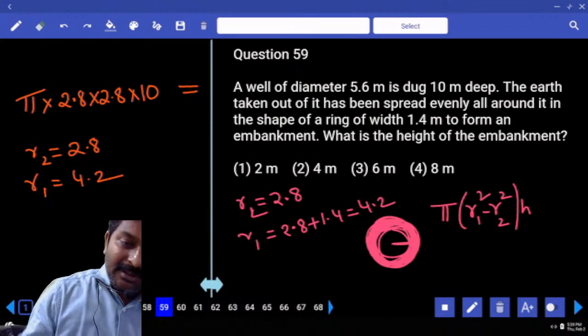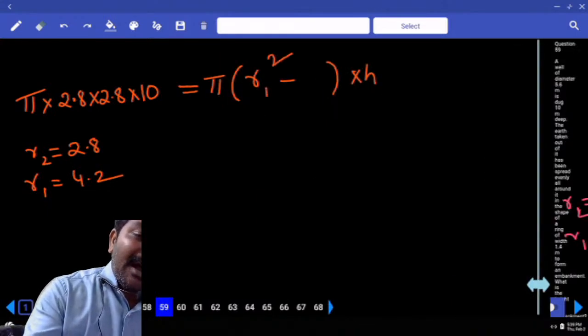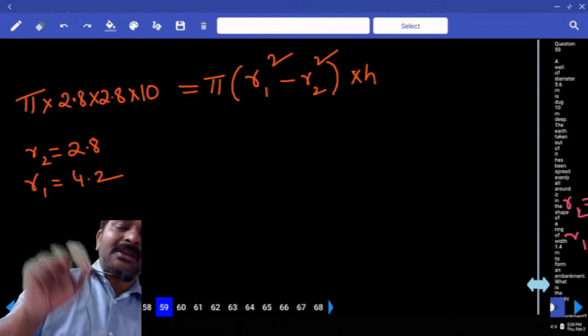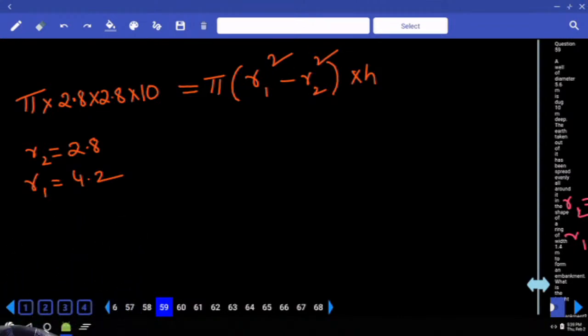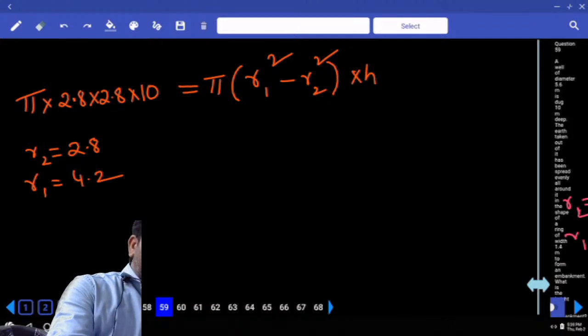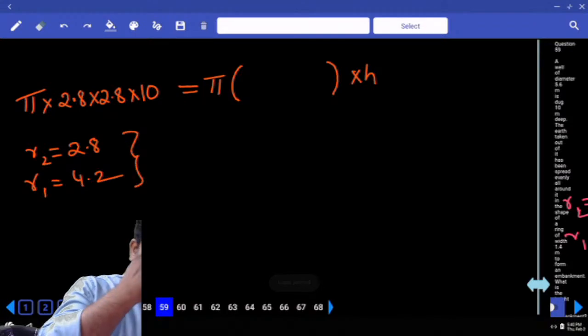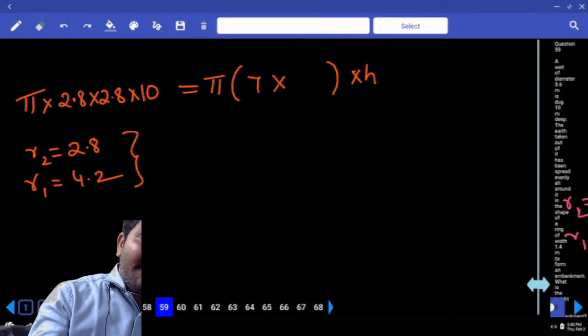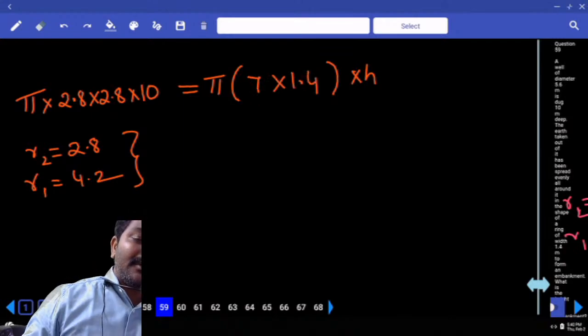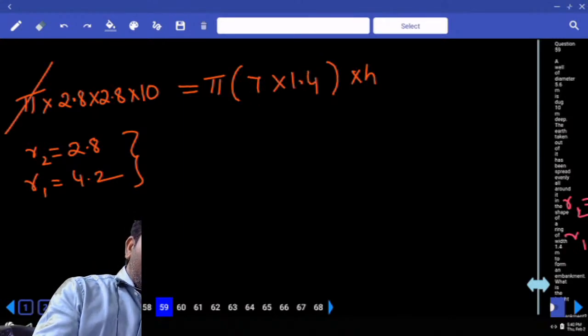Yes? Now here we need to write r1 square minus r2 square. Can you calculate 4.2 whole square and 2.8 whole square? Are you ready? Then look at r1 square minus r2 square. It is in the form of a square minus b square. We can write it as a plus b into a minus b. Okay, so now a plus b, the sum of these two numbers, is 7. a minus b is 1.4. Is that okay? Pi gets cancelled.